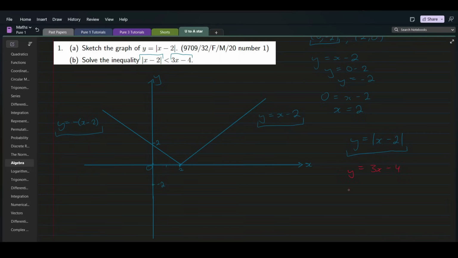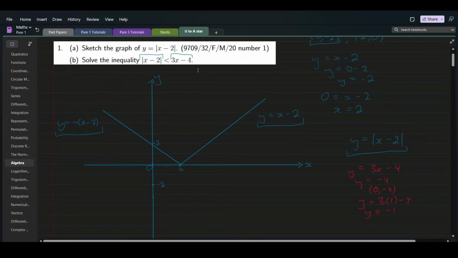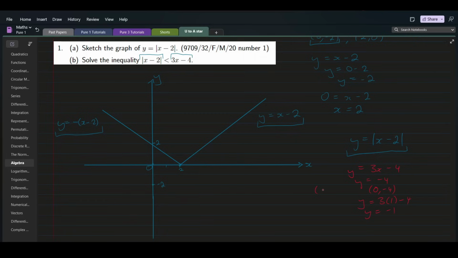And since this is a straight line, we need 2 points that lie on the line. So we'll start with when x equals 0, and that gives us negative 4. So that will be (0, -4). And then we need another point. So we use when x equals 1. That will be 3 times 1 minus 4. So you get y is equal to minus 1. So that means we have the point (1, -1).